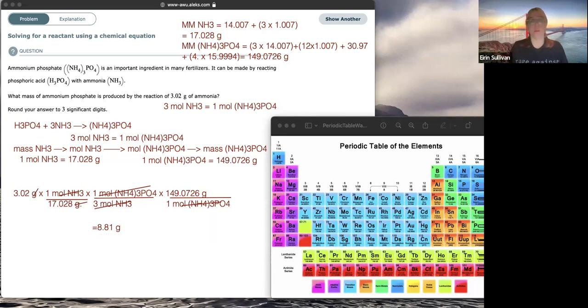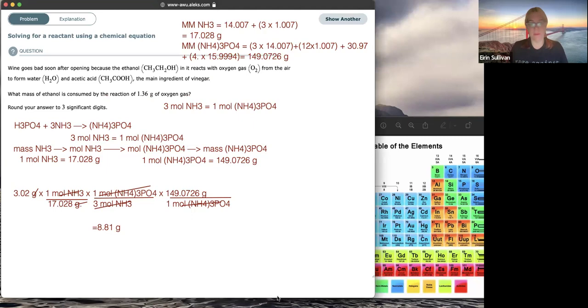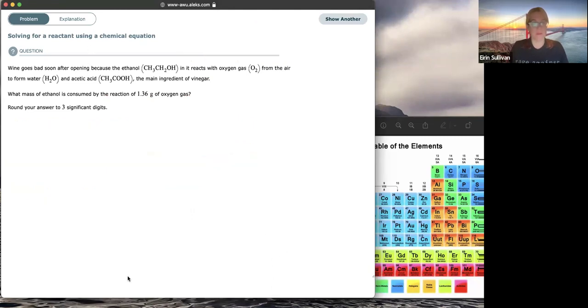Okay, so we're going to do some more practice of this, just to make sure we've really got the idea. Oh, so quick balance then. So ethanol, CH3CH2OH, reacts with oxygen to form water and acetic acid, CH3COOH. So that's our equation. Is it balanced? 2 carbons, 2 carbons, 6 hydrogens, 6 hydrogens, 3 oxygens, 3 oxygens. So it's balanced, it's a 1-to-1 ratio, but we're still going to get the idea, okay?